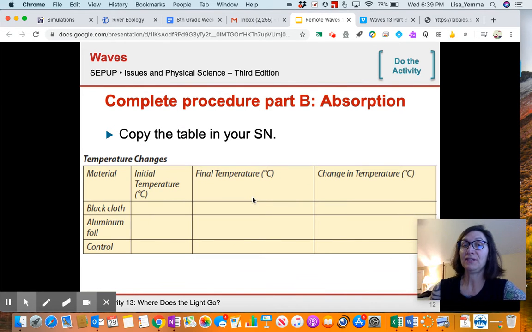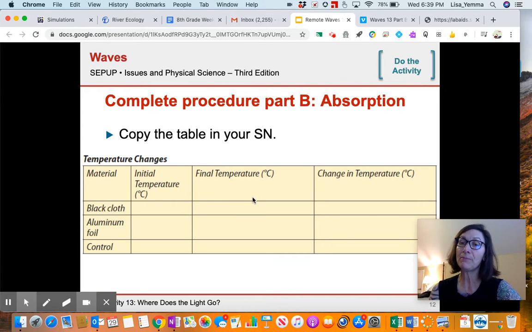For part B of this experiment, you're going to copy this data table down and we're going to fill out some information about temperature change. So now, in addition to reflection, another transmission feature is absorption. So our UV light can be absorbed, it can be reflected. Let's now go to absorption.